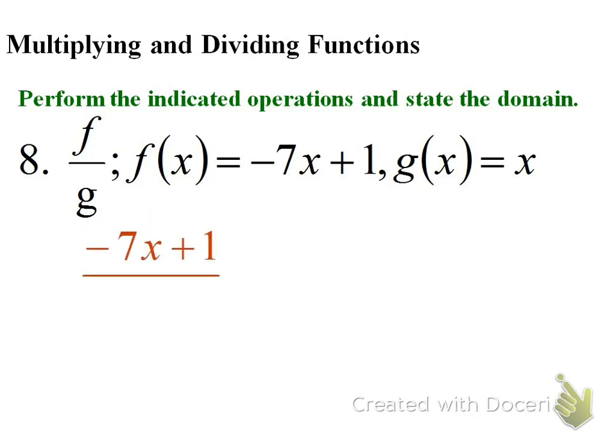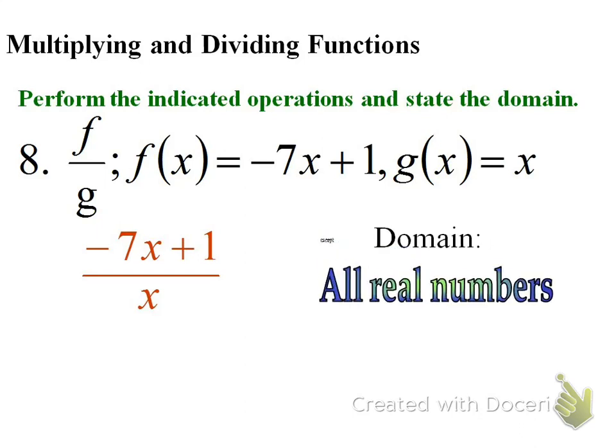Our f function is negative 7x plus 1, and our g function is x. Can you simplify that? No. You could if you could factor an x out of each term in the top, then simplify by canceling out the x on the bottom. But the way it's written, we cannot simplify it. So you can jump right to your domain. We just talked about how we cannot have a 0 in our denominator, so x cannot equal 0 here.